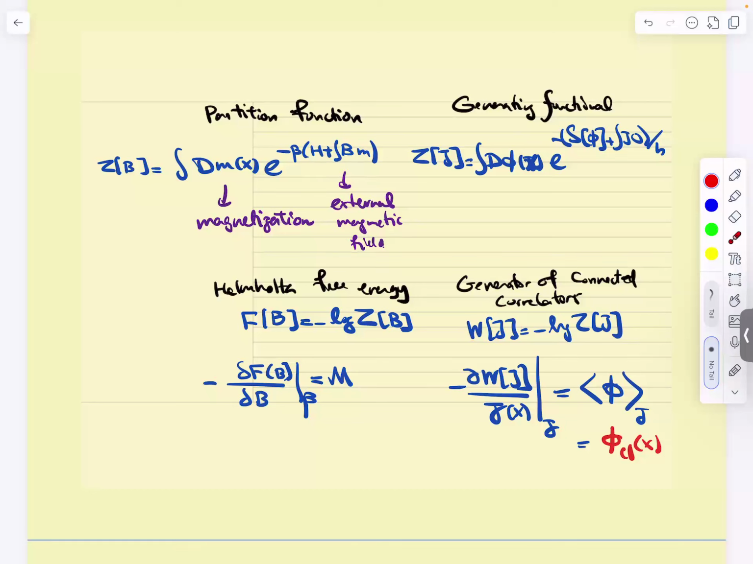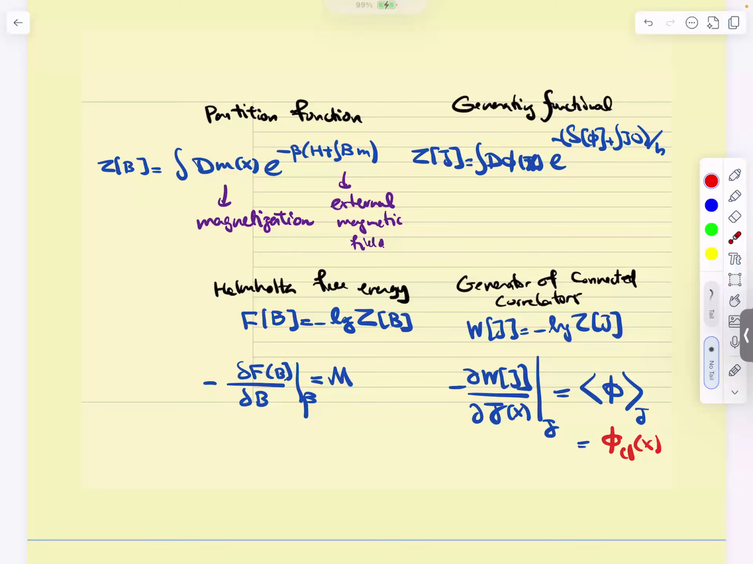Similarly, you can take the minus log of the partition function, the generating functional. If it's real time, then it's i log Z[J]. This is the generator of connected correlators, and then you take derivatives with respect to J, and what you find is a 1-point function that we're going to call phi classical. Usually when it's real time, there's an i here, right?